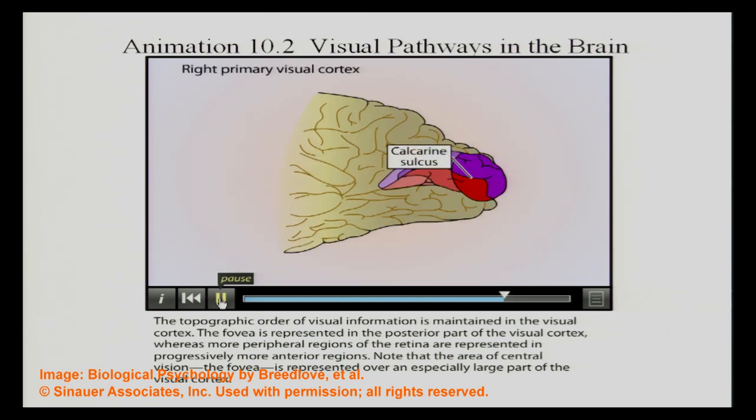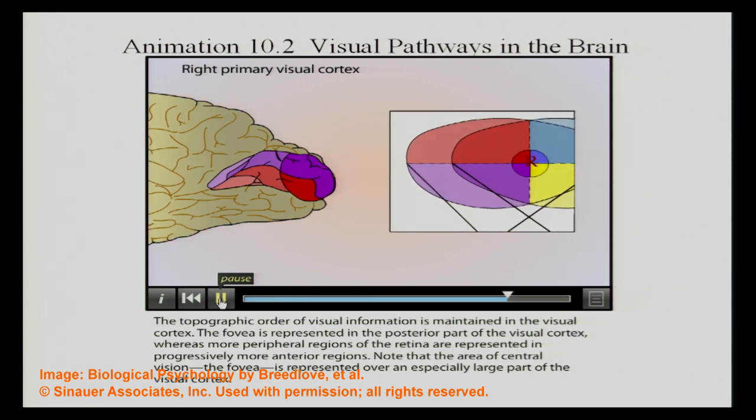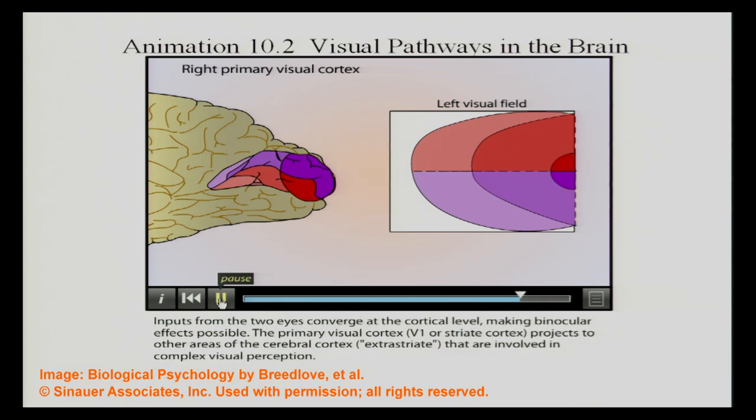The fovea is represented in the posterior part of the visual cortex, whereas more peripheral regions of the retina are represented in progressively more anterior regions. Note that the area of central vision, the fovea, is represented over an especially large part of the visual cortex. Inputs from the two eyes converge at the cortical level, making binocular effects possible.